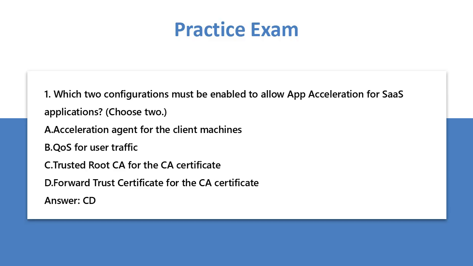1. Which two configurations must be enabled to allow app acceleration for SaaS applications? Choose 2. A. Acceleration agent for the client machines. B. COES for user traffic. C. Trusted Root CA for the CA certificate. D. Forward Trust Certificate for the CA certificate. Answer: CD.